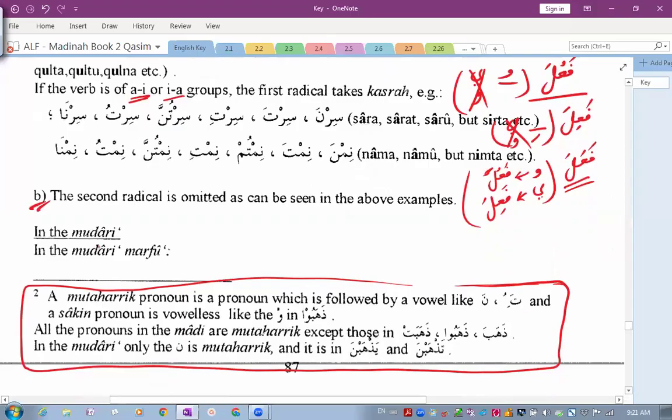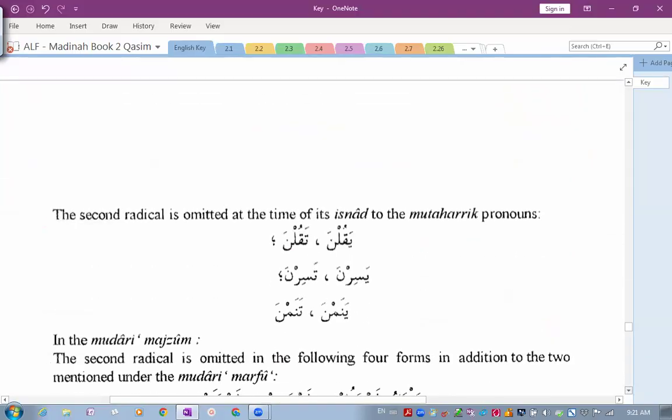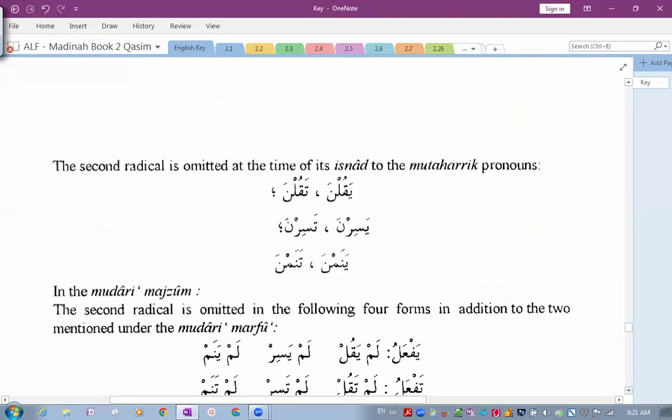Okay, the second radical is omitted, so we have done with the past and the imperative. Now we look at the mudare. In the mudare marfu, because we know the mudare can be marfu, let's take a look at what happens. The second radical is omitted at the time of its isnad to mutaharrik pronouns.